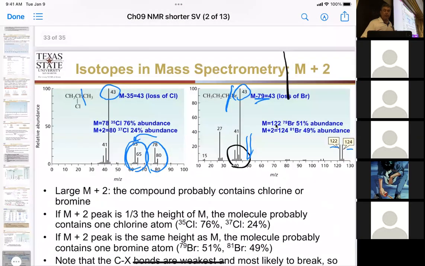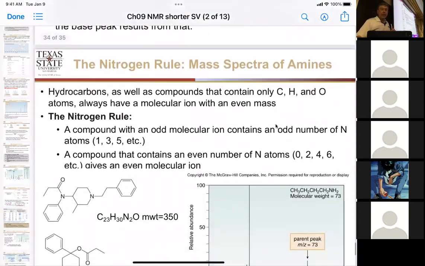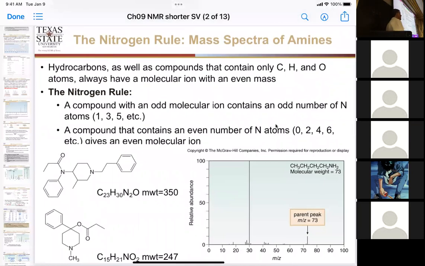Okay. So there's another cool thing about isotopes, and it's the nitrogen rule. Notice 43, 73, 1, all of them were odd. All of the peaks were odd. If your mass spec has an odd parent ion peak, or molecular ion peak, that means you have an odd number of nitrogens: 1, 3, 5, or 7. Now, if you have an even number of nitrogens, it actually gives you an even peak.